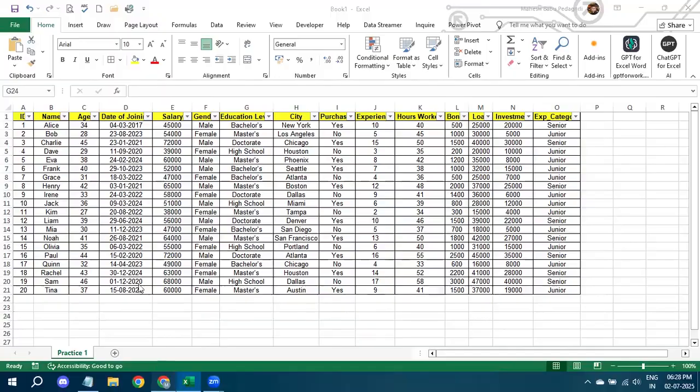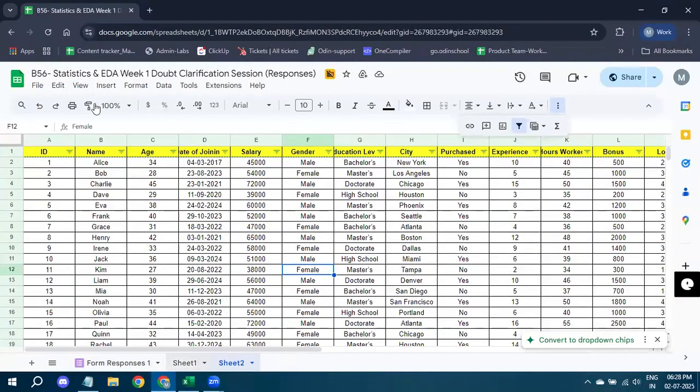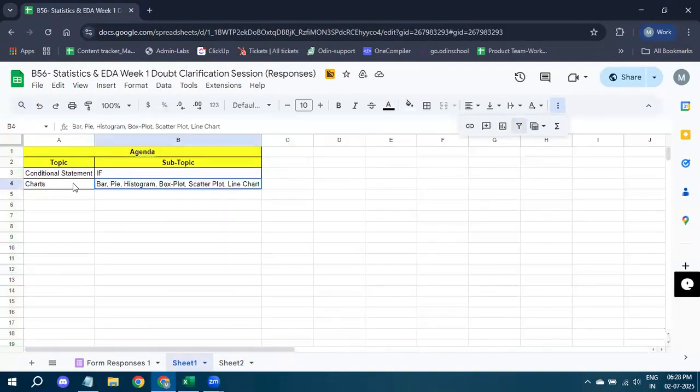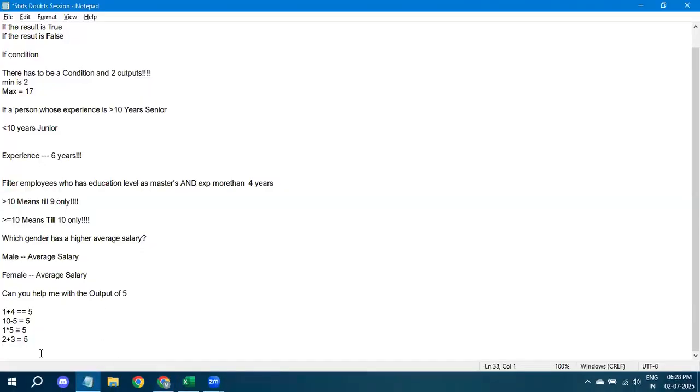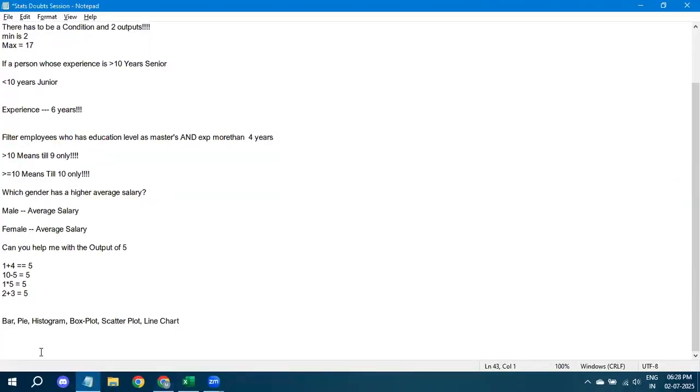Okay, the next one you have is about the questions on the plots to use: bar chart, pie chart, histogram, box plot, scatter plot. Yes or no, guys? Guys, are we on the same page?